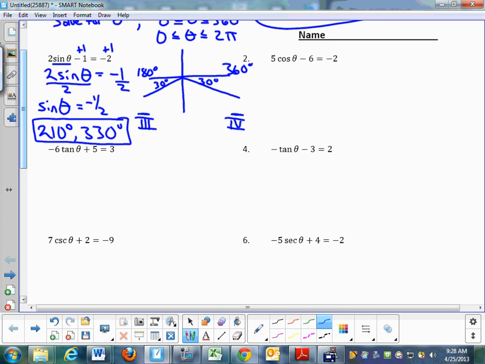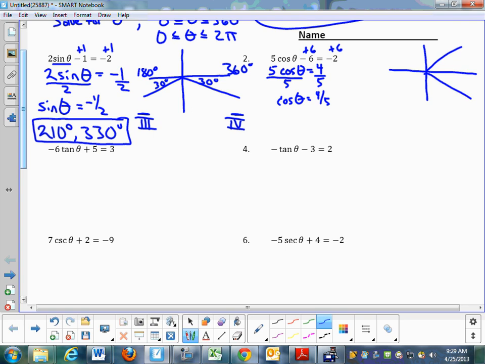Okay, let's try a couple more. 5 cosine of theta minus 6 equals -2. What do I do? Add the 6. 5 cosine of theta is equal to? Divide by 5. Cosine of theta is equal to 4/5. Which quadrants am I referring to? One and 4. Because cosine is positive in the first and the fourth quadrants. On the right-hand side, cosine is positive.